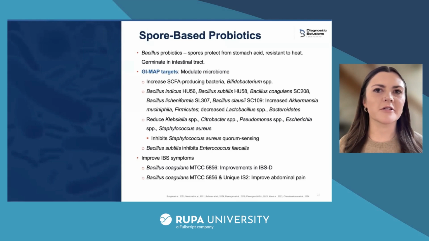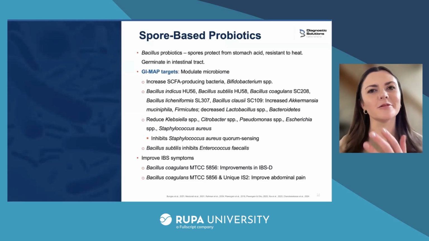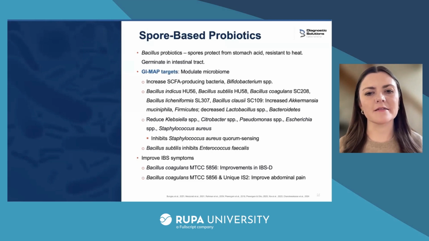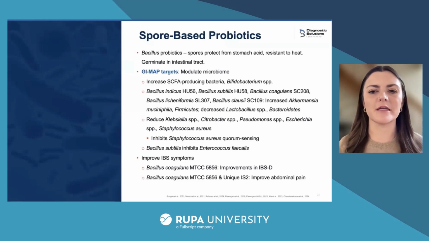One of the ways that they're beneficial against Staphylococcus aureus is they impact that quorum sensing. So again, how bacteria are communicating with one another. One specific species, Bacillus subtilis, was found to inhibit Enterococcus faecalis. And then there's a few strains that have been studied for their benefits in improving IBS symptoms.